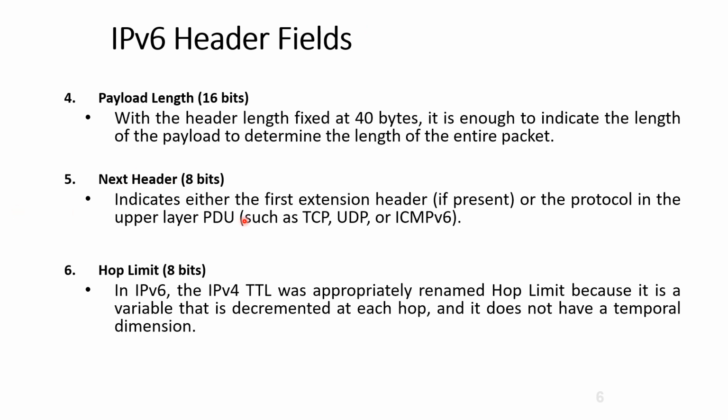Next header, 8 bits. The next header field identifies the type of the next header in the packet. This could be a transport layer protocol like TCP or UDP, or an extension header used for additional functionalities. Hop limit, 8 bits, similar to the time to live field in IP version 4. The hop limit specifies the maximum number of hops that the packet can pass through before being discarded. This helps prevent packets from circulating indefinitely in case of routing loops.